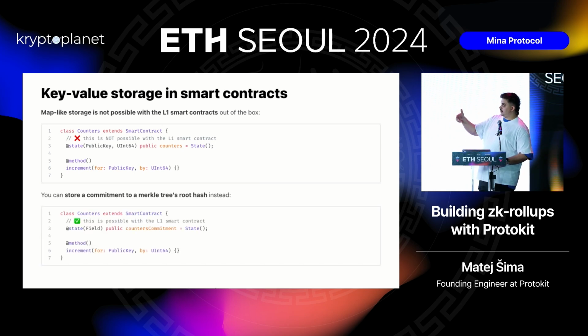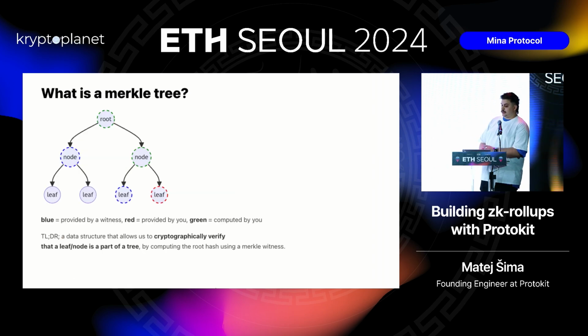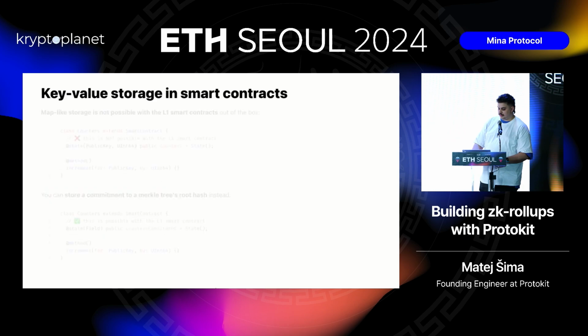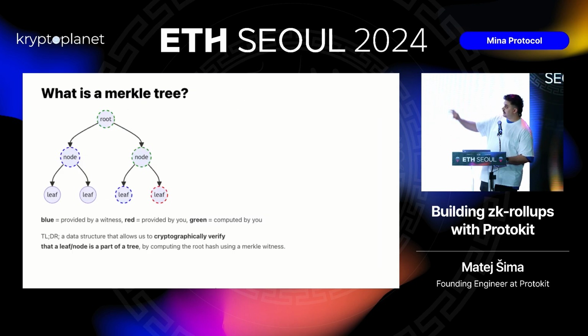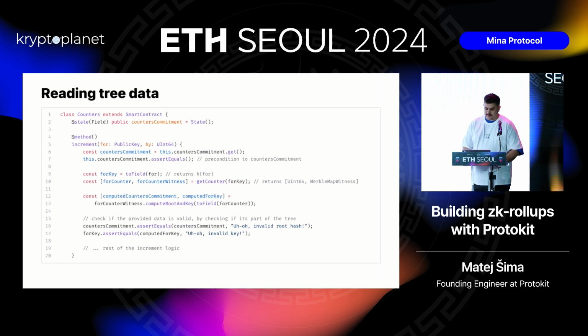So instead of storing key-value storages, you can store a commitment to some cryptographic data structure that then allows you to prove that whatever data you are working with is part of the dataset. The easiest way to do that is by using Merkle trees. A Merkle tree is a data structure that allows you to prove that a single piece of data is part of a larger data set. And the commitment we saw on the slide before was the top node of the Merkle tree, which is what we call a root hash.